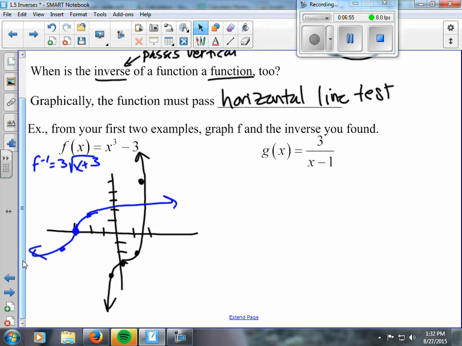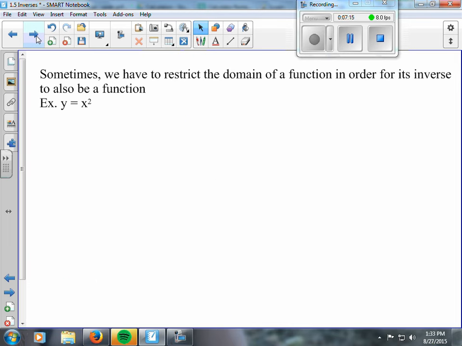And look, the line y equals x is that perfect 45-degree angled line. This is the line y equals x. And notice the beautiful symmetry that happens there. I'm not going to actually make you graph this one. That's a little too much at this point. Okay, last thing.